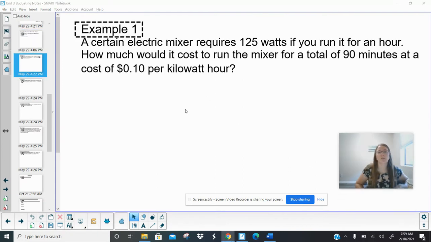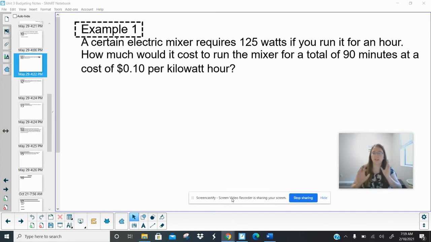It says a certain electric mixer requires 125 watts if you run it for an hour. How much would it cost to run the mixer for a total of 90 minutes at a cost of 10 cents per kilowatt hour? So a couple things here. Whenever you see an appliance, a microwave, a phone charger, when it says the watts on it, it specifically means it will use that many watts if you run it for an hour.